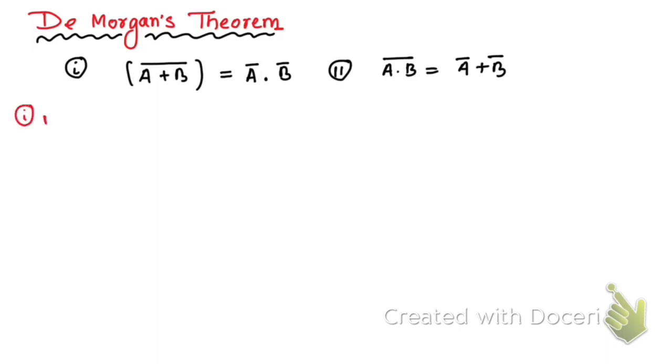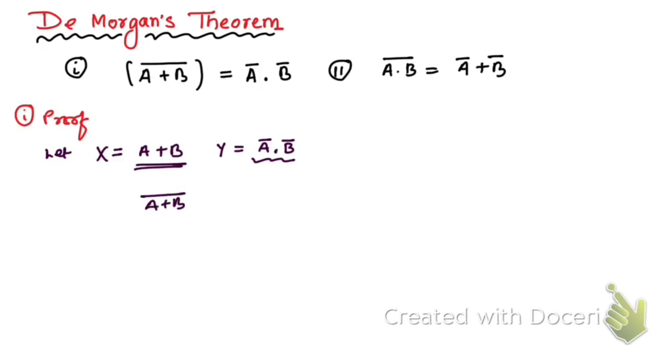So number 1, let us consider that x is equal to a plus b, suppose, and y is equal to not a dot not b. Now here we need to prove that this is equal to the complement of this, that means (a plus b) not, right? We need to prove that this one is equal to this one.